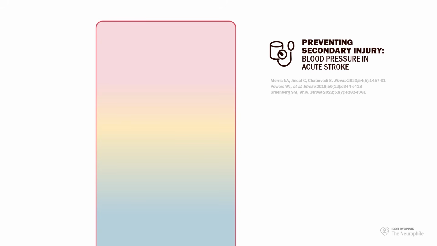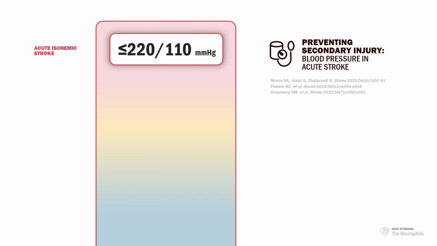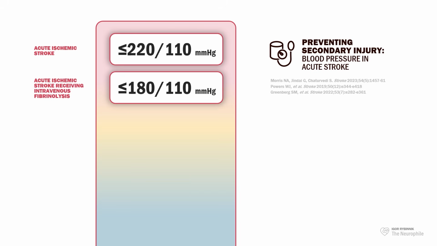Oh, and speaking of blood pressure, I bet you're a bit overwhelmed with all the blood pressure goals for stroke management, so let's go over them. For acute ischemic stroke, we aim to keep the blood pressure below 220 over 110 millimeters of mercury. Going above that increases the risk of organ damage, and going below that increases the risk of more ischemic injury. If a patient is getting intravenous fibrinolysis, the target drops to below 180 over 110. Blood pressure higher than that increases the risk of hemorrhagic transformation.